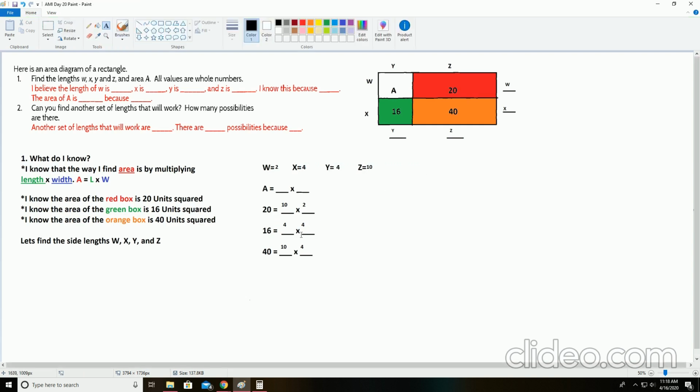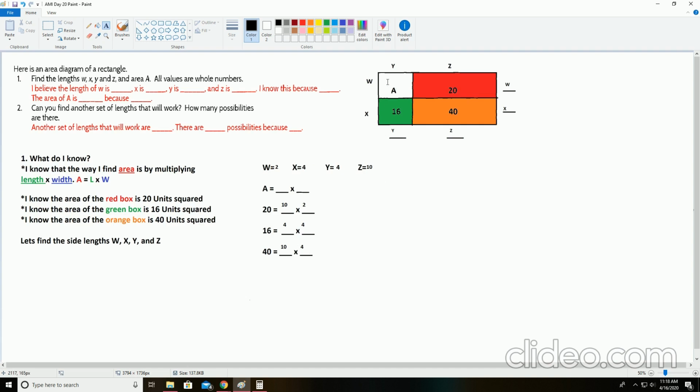Remember, I'm just thinking about two numbers, a length and a width, that I can use to make my answer, because I already have the area. I'm trying to back into the answer here. And then the last one, I've already assigned values for all these. W equals 2, X equals 4, Y equals 4, and Z equals 10. So would 10 times 4 equal 40? It would, absolutely. Well, we actually have all our variables assigned now.